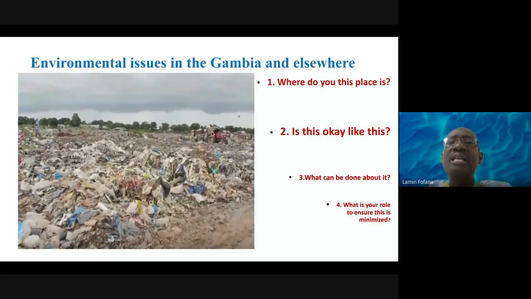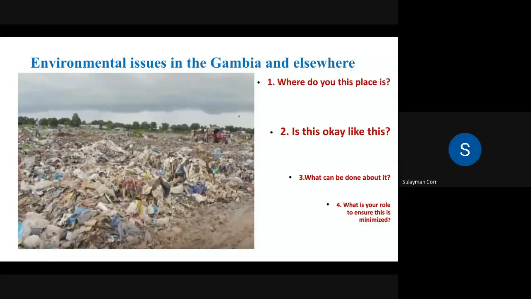Environmental issues are more than waste management. There is a lot more to environmental protection than waste. Lots of things in the Gambia. So that's one good point we've mentioned, Mr. Cor. So anyone else with another environmental issue in the Gambia? So many of them we have, so many of them.